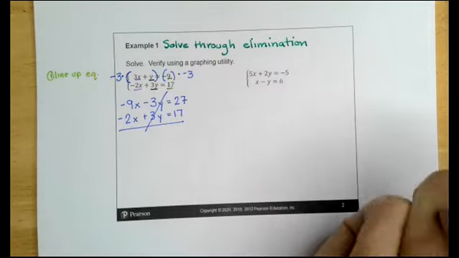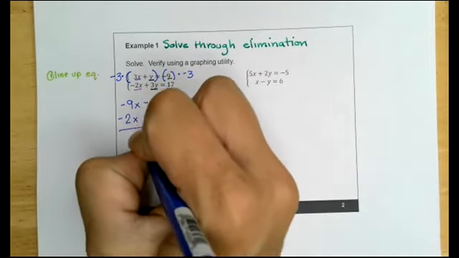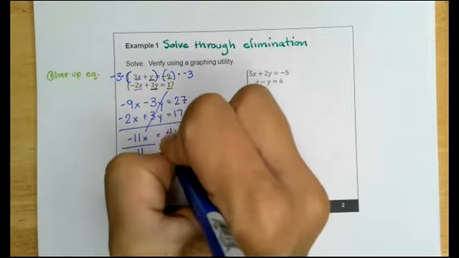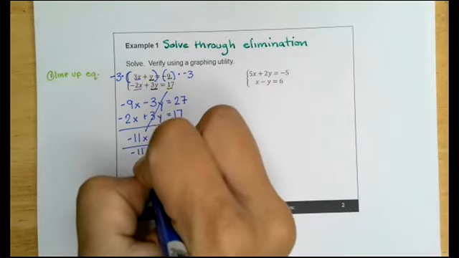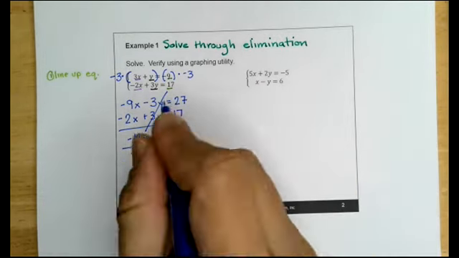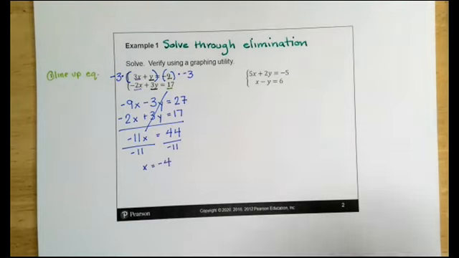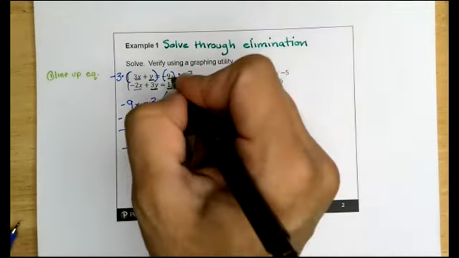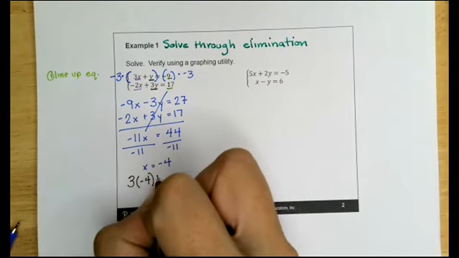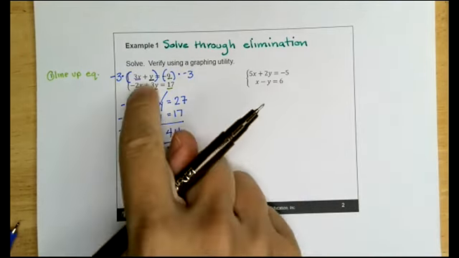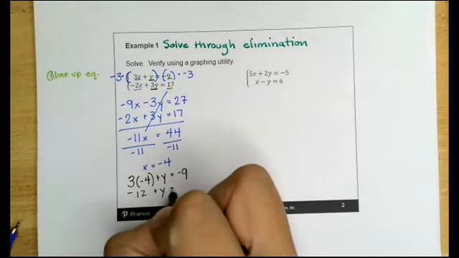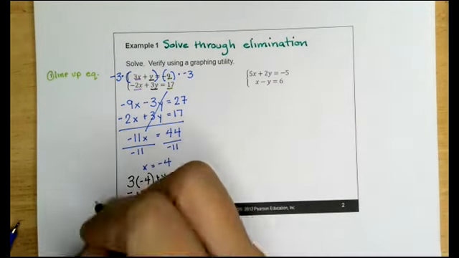These cancel. I just have x, and it's a negative 11x, and this is a positive 44. Divide by a negative 11, and x is negative 4. Okay? So I know there is one solution, and I have the x of that solution. Now I just need to drop that x into either one of those. I'm going to choose the top one. 3 times negative 4 plus y equals negative 9. I chose that one because y is already alone. I don't have to divide. Negative 12 plus y equals negative 9. Add 12.